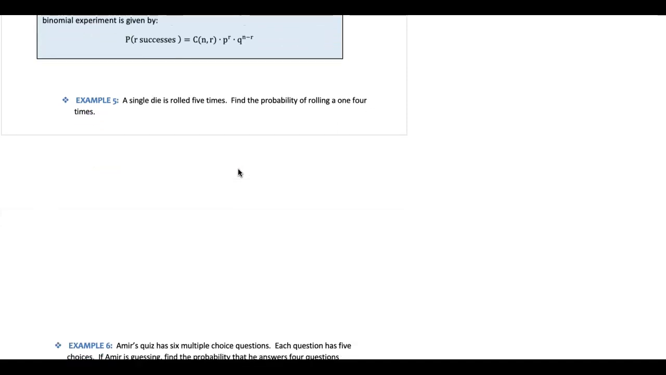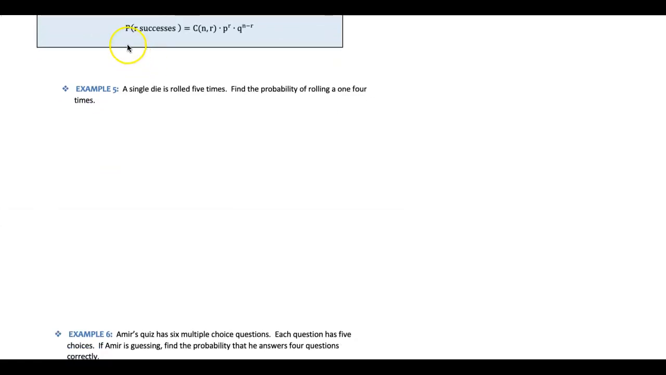Let's take a look at Example 5. A single die is rolled 5 times. Find the probability of rolling a 1 4 times. So we have the probability of rolling a 1 is 1/6. That's going to be our success. We're going to repeat 5 times, and we're hoping for 4 successes.